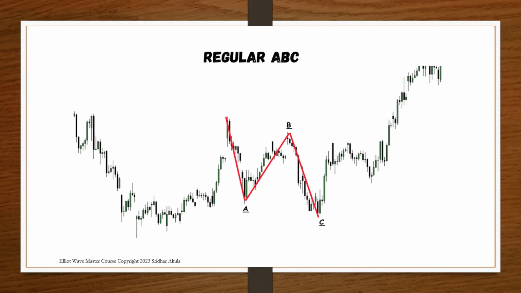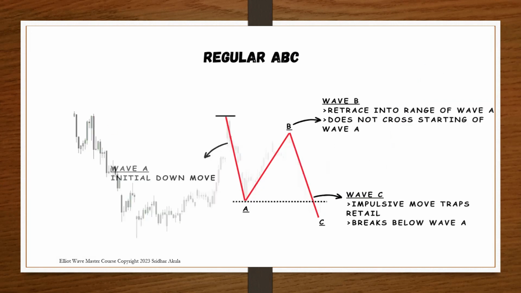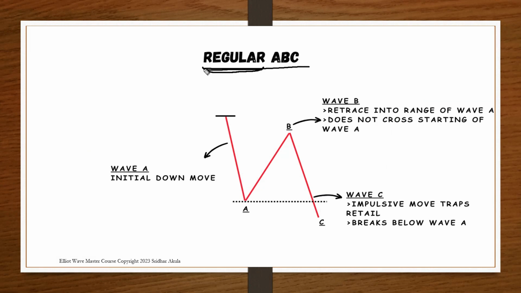Okay. From this image, it is very clear to you that wave B has come and retraced some part of wave A, and then wave C has gone and broken the swing low of wave A, right? Very clear till here. So let's have a look at what it actually is. As per the rule of a regular ABC, the name itself is regular, meaning it forms very regularly in the market. You can find this almost on every time frame. Most of the time you will find this pattern. It's a very common pattern, right?